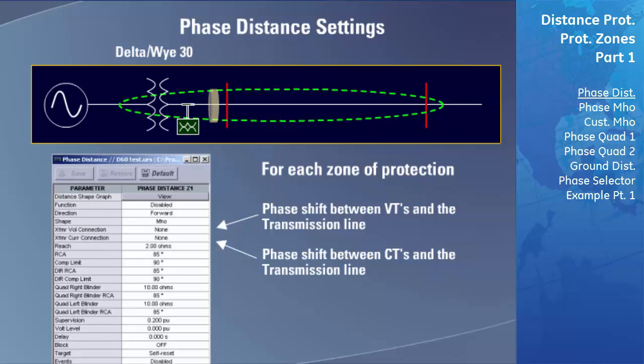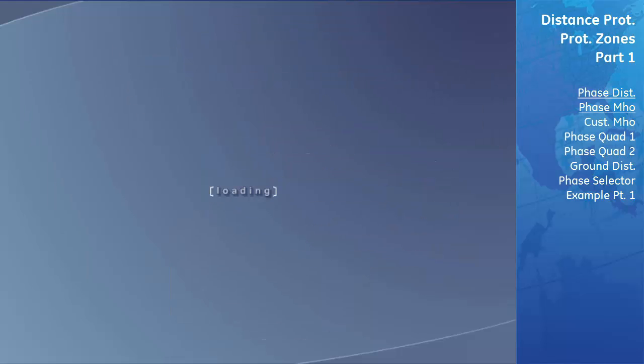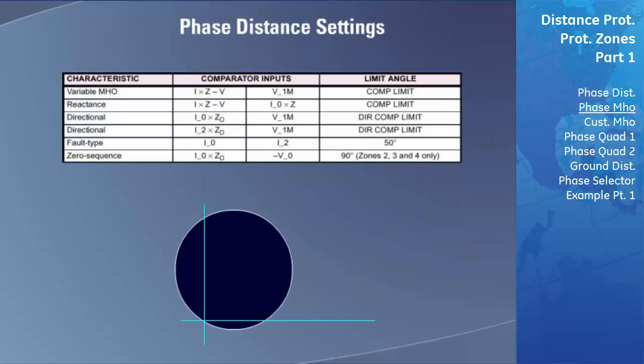If both the CTs and the VTs are located on the same side of the transformer as the transmission line you are protecting, configure both the current and voltage transformer connection settings to None. The next settings we will discuss are used to tailor the MHO zone characteristic to fit your protection needs. The shape of the MHO zone characteristic is based on a number of inputs called comparators. These comparators take the values entered into the relay, along with some measured voltage and current levels, to form the shape of the MHO characteristic.